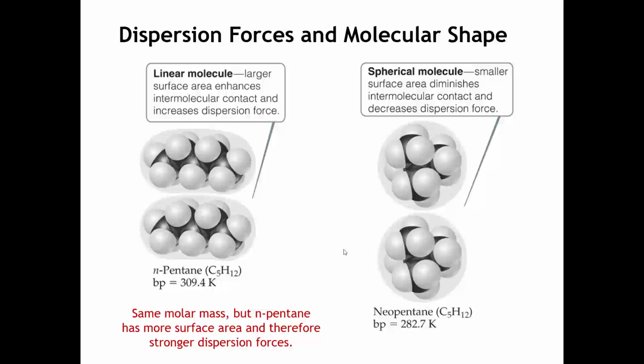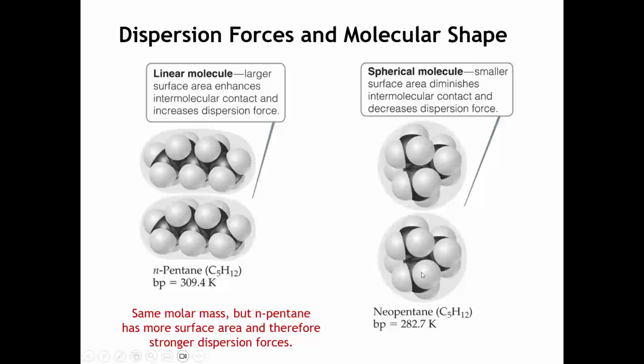Of course, molar mass is not the only thing that matters. The shape of a molecule can also play a role. Here we're looking at two different isomers of pentane. N-pentane has a molecular formula of C5H12, and neopentane has exactly the same molecular formula. Therefore, they have exactly the same molar mass. The difference is, in N-pentane, the carbon atoms are all connected along a chain. Okay, so that makes this molecule have a cylindrical shape.